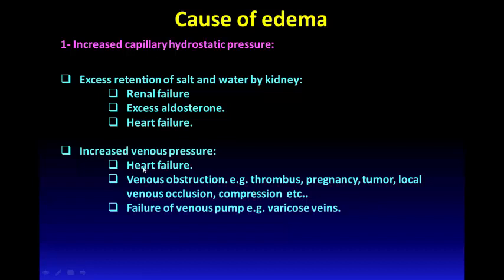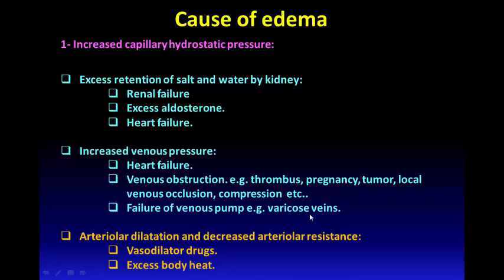Whereas the increased venous pressure in heart failure would result in generalized edema, which is known as anasarca clinically. Failure of the venous pump because of failure of the venous valves would also result in local edema, because this would result in varicose veins.